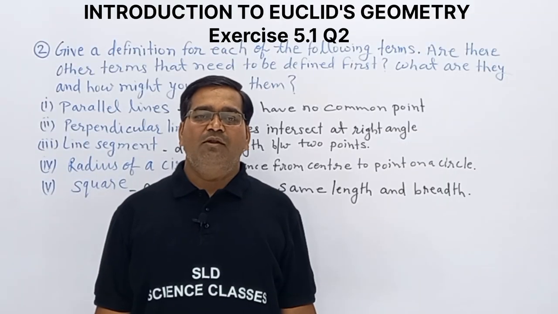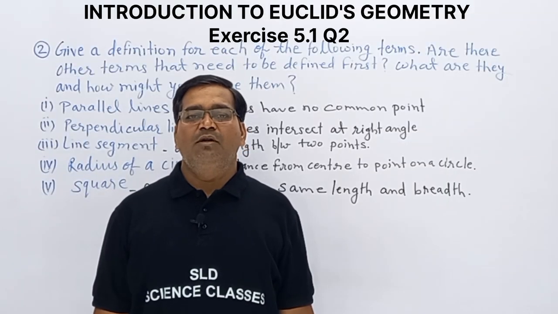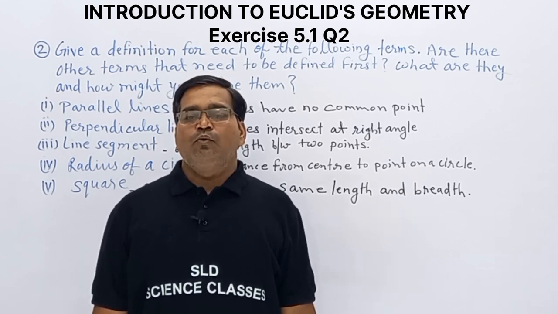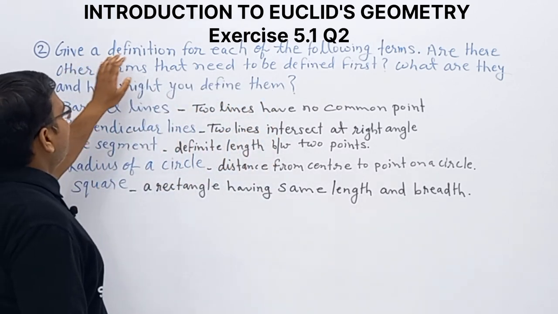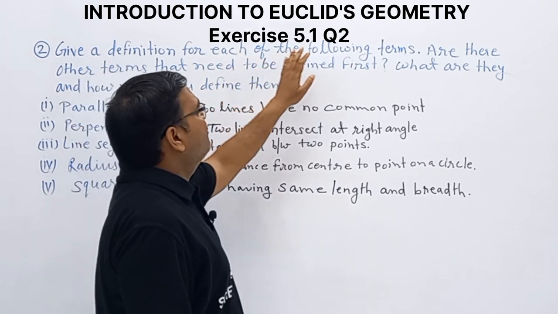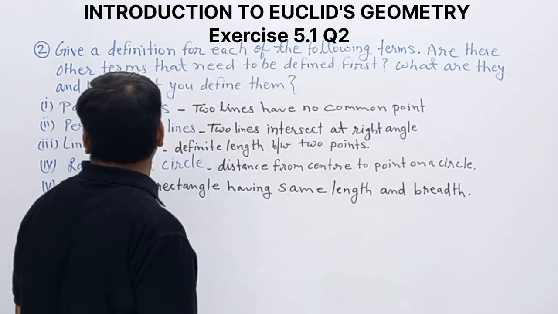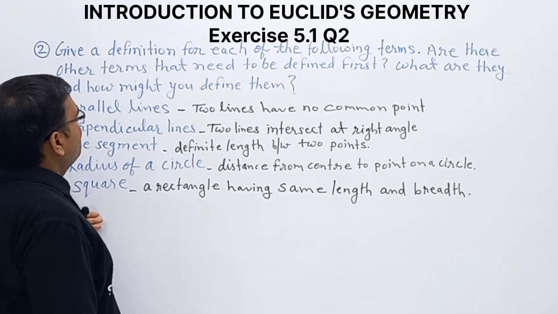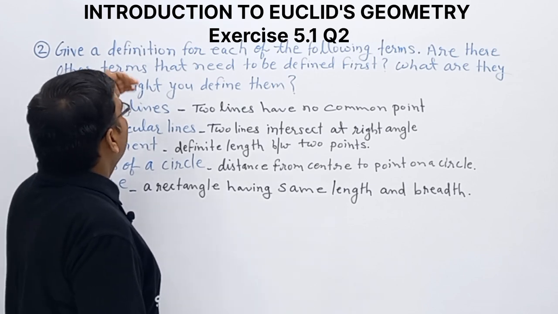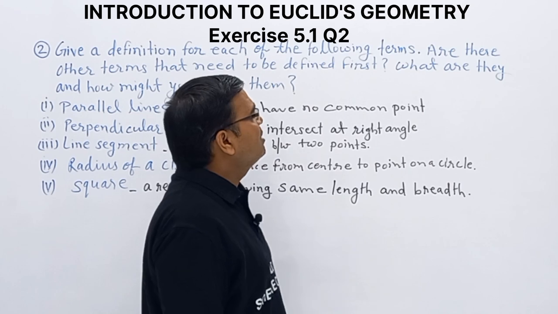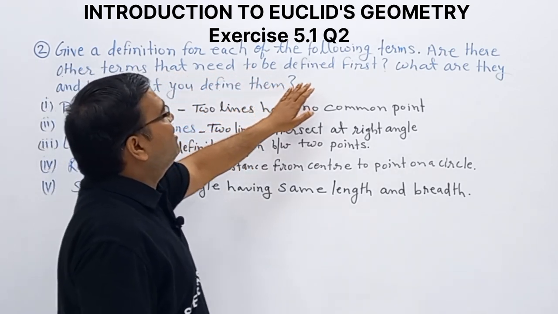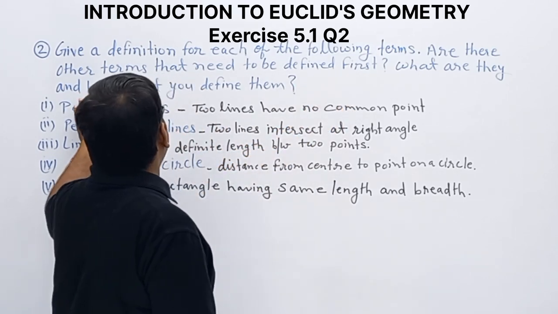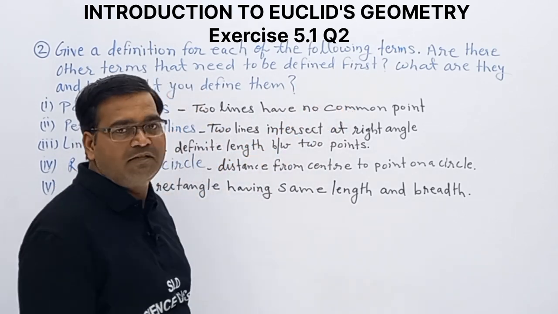In this class, we are going to discuss question number 2, exercise 5.1, Introduction to Euclid's Geometry. Observe this question. Give a definition for each of the following terms. We have 5 terms, and we want a definition for each. Are there other terms that need to be defined first? What are they and how might you define them?